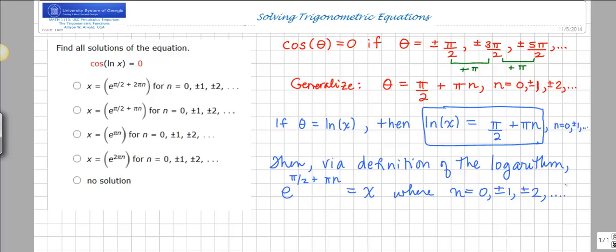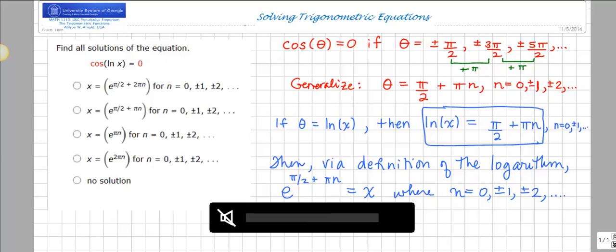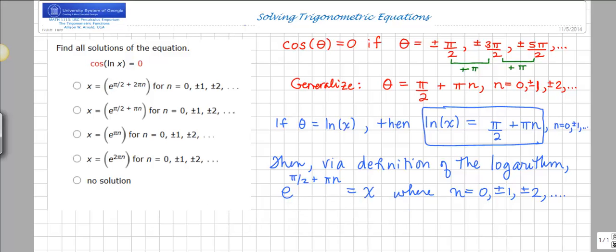Okay, so now let's look at our solutions. And may I say you should never look at the solutions in the multiple choice list until you actually do the problem, or you'll confuse yourselves. So, taking a look at the solutions, I'm looking for e to a power. I see all of them have e to a power. I am looking for the one that has e to the pi over 2 plus pi n power. And I see only one option here, and it is this guy.